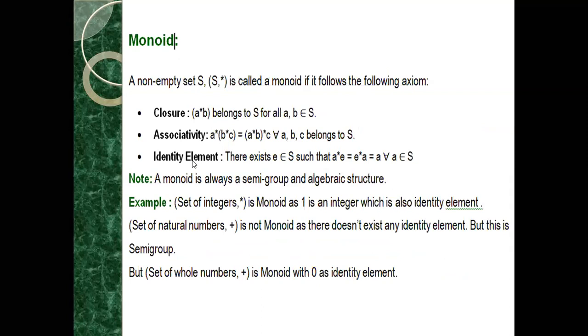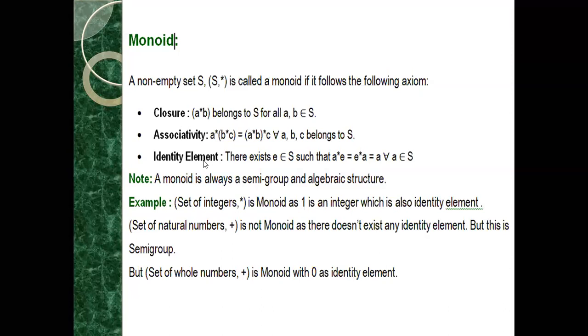Closure, associative, and identity element. So what is the closure property? Any two elements a, b belong to S, and if they satisfy the condition a star b also belongs to S, that is the closure law. Associative: if a, b, c belong to S, it satisfies the condition (a star b) star c is equal to a star (b star c). Then S is closed with associative.